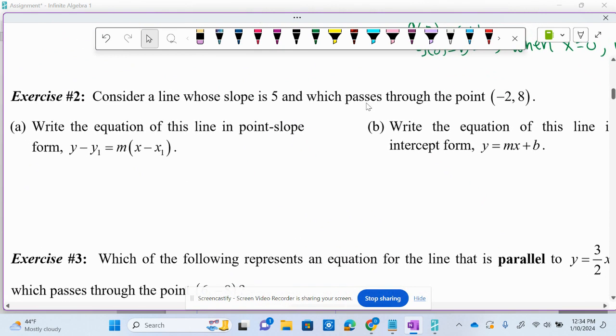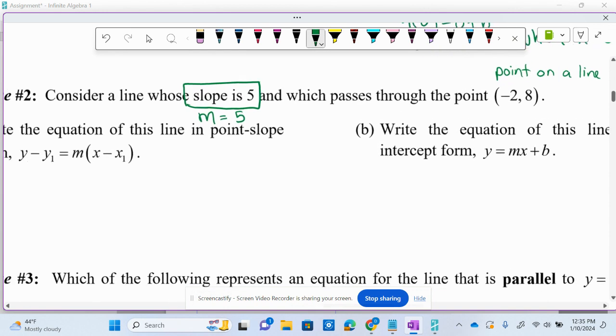So example number 2 says, consider a line who has a slope that is 5. So when I read slope is 5, I'm automatically going to turn that into symbols. What symbol do I use for slope? M. So I'm going to write M equals 5. Okay, M equals 5. And it passes through the point -2, 8. This is just the point on the line, right? It's the point on the line.